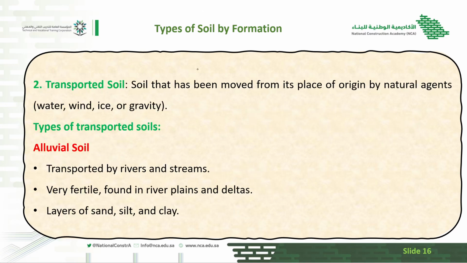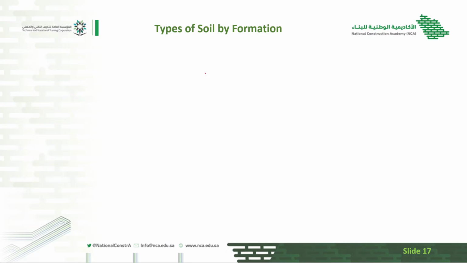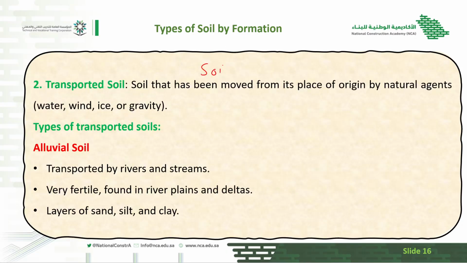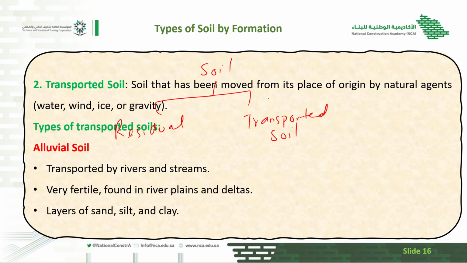There are two types of soil. One is residual, and the other one is transported soil. The first one, residual: this is the rock, disintegration or breaking down of the soil happens, and the soil is still at its main or parent rock. It is not moved or transported, so it is called residual soil.